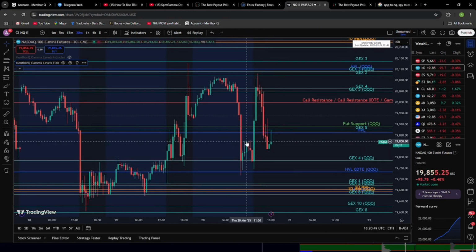Once I saw that break above here, I can see these levels are holding and I can ride my trade long. So I just use that as extra confidence.